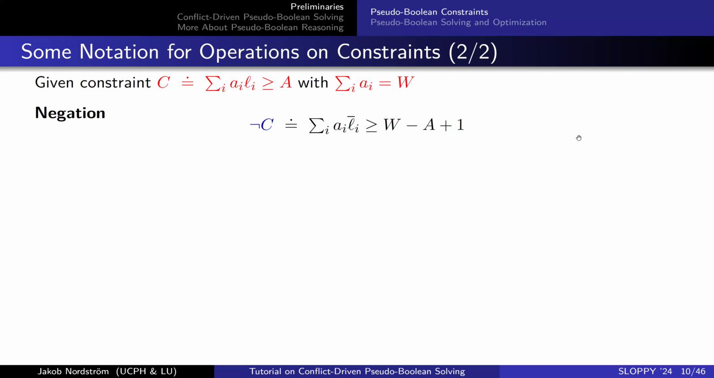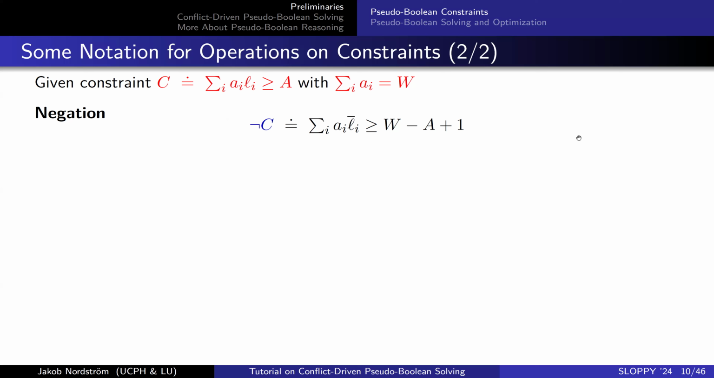Okay, the way to see that this is a negation is to think about it. Here we're summing up the non-contributions. If this constraint were to be true, then the contributions should be at least A. Here I'm summing up over negated literals, the non-contributions, and the non-contributions are summing up to W minus A plus 1. So the remaining contributions are then obviously at most A minus 1, which means that this constraint is violated.